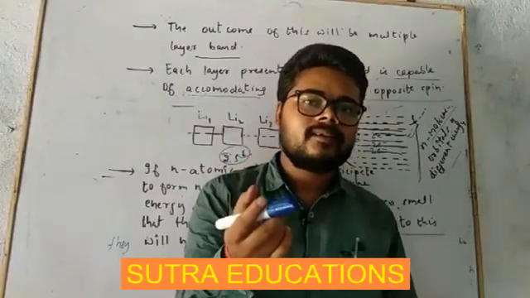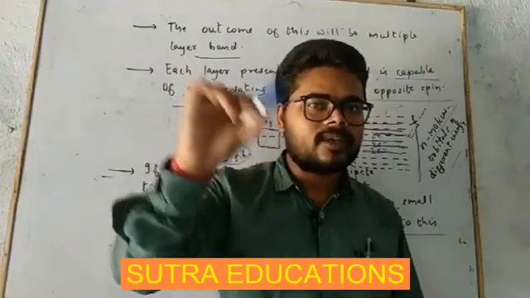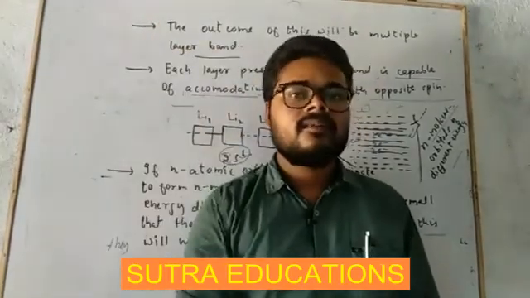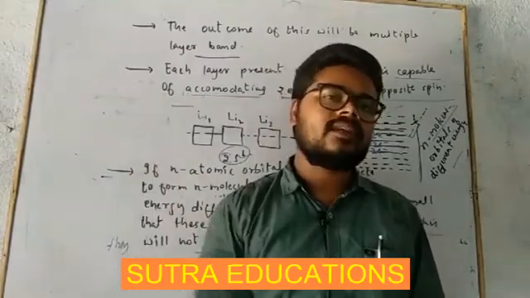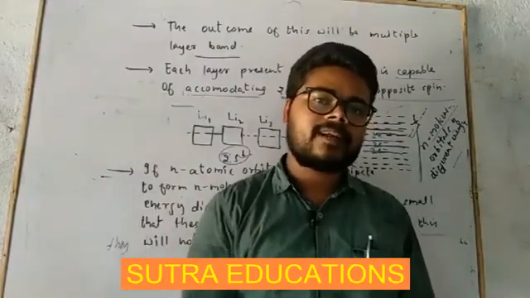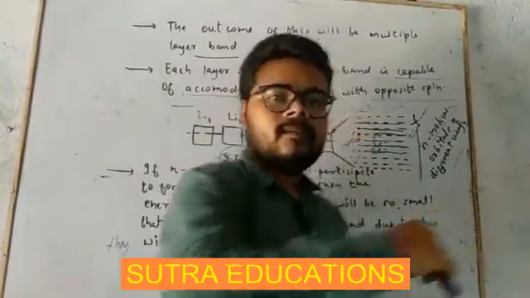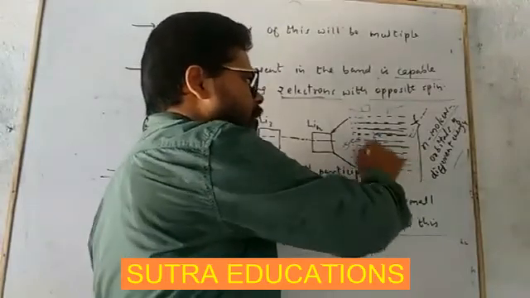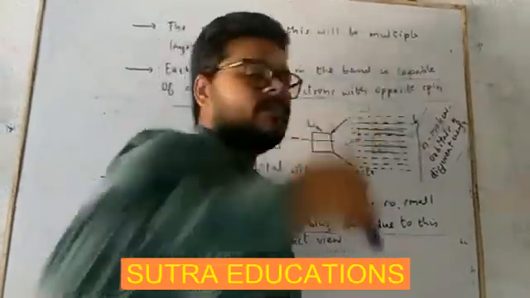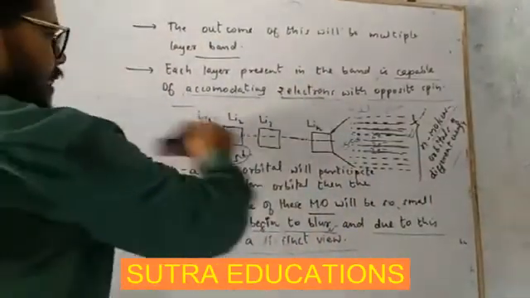Okay, one layer can accommodate 2 electrons, and these are bonding, antibonding, bonding, antibonding. But since only 1 electron is present in the atomic orbital of lithium, only half of the band will be filled and half of the band will be unoccupied. So we will write, I am going to rub this.